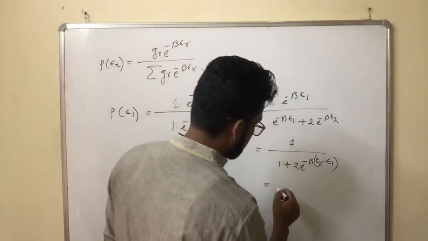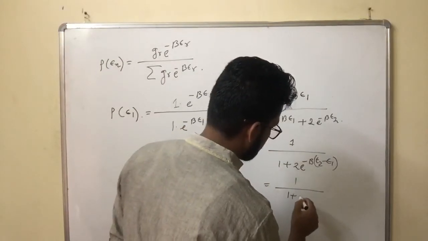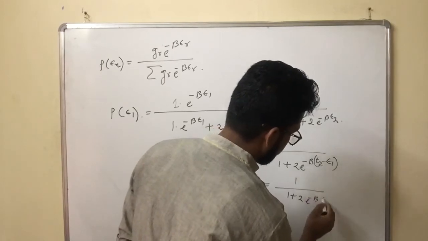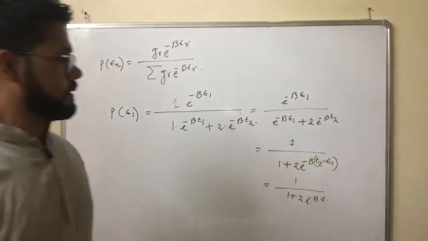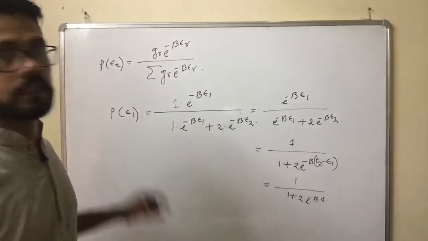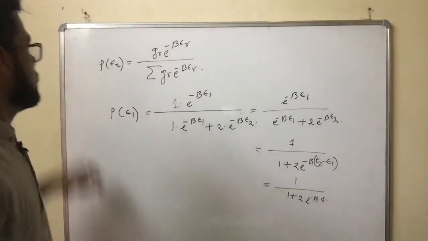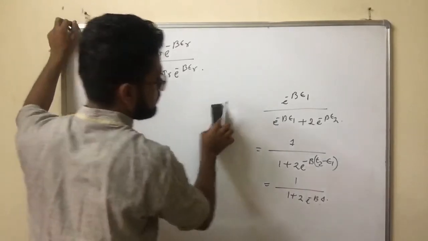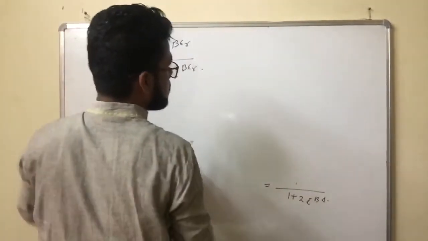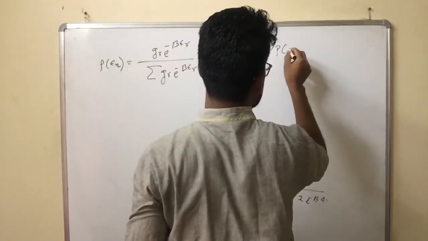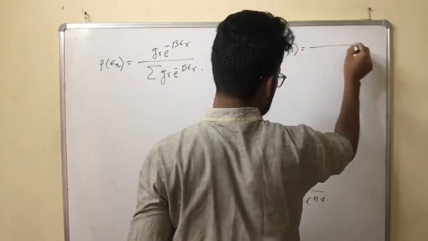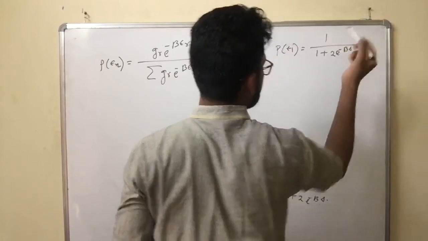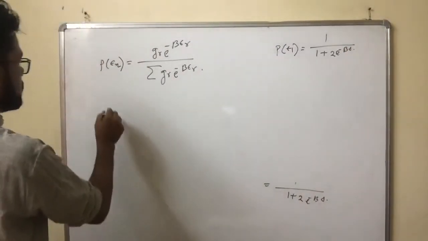And according to this question, E2 minus E1 is delta. Okay, this is the probability in the E1 state. What I am getting for the probability of the E1 state is 1 over 1 plus 2 e to the power minus beta delta. And what is P2?